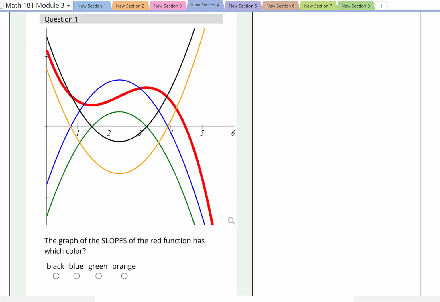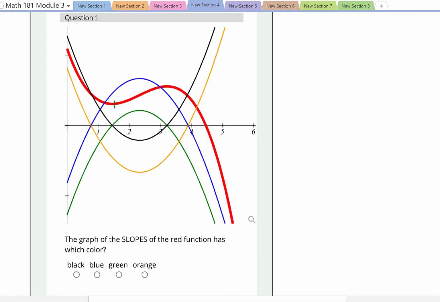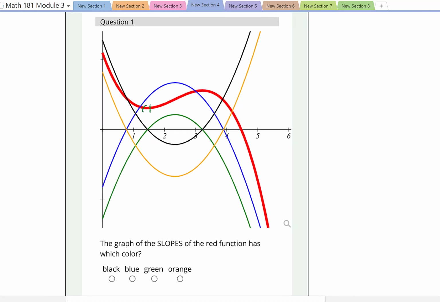Okay, the graph of the slopes of the red function has which color? So think about our red function. It's really confusing what's going on here, but I'm seeing a couple of key things. I'm seeing that it looks like it's bottoming out here. So it goes from a negative to a positive slope here. So we're looking for something that goes from being negative to positive at this point. It peaks here, it goes from having a positive slope to a negative slope. So it's something that's going to start going down around here.